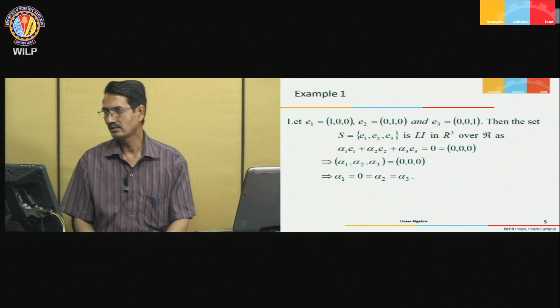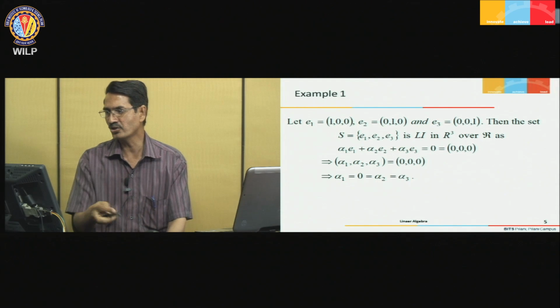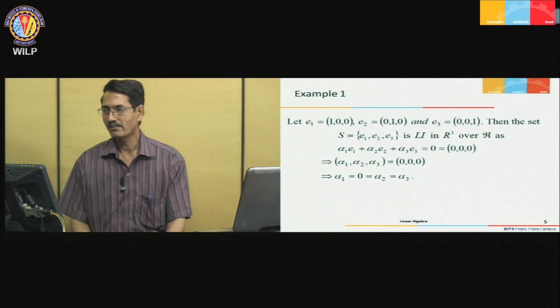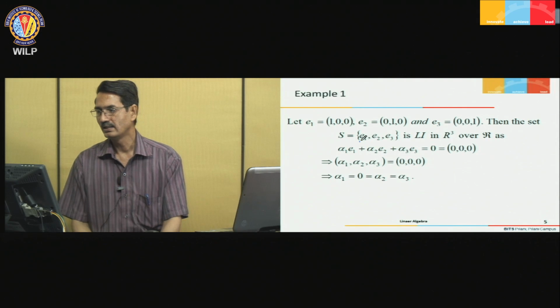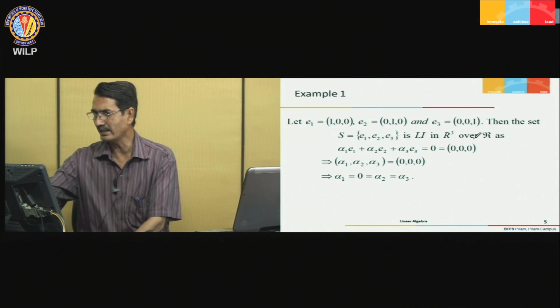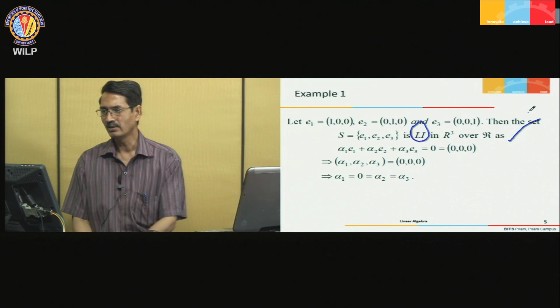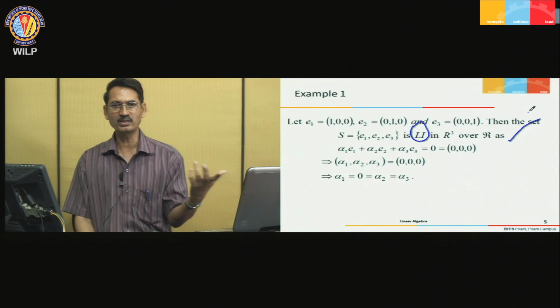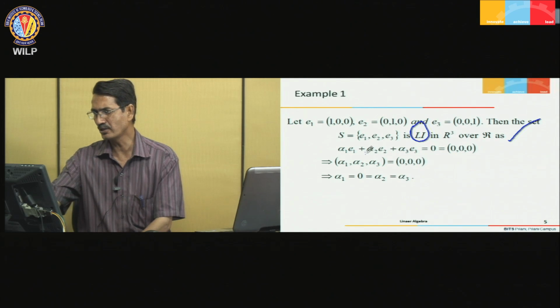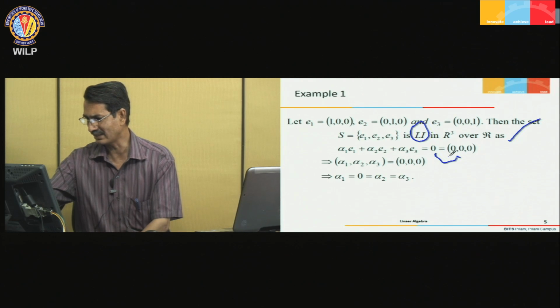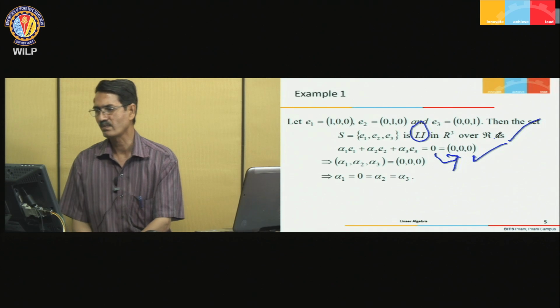I am taking here first element E1 is 1 0 0, E2 is 0 1 0, E3 is 0 0 1. The set S consists of these three vectors E1, E2, E3. And I am saying that this is linearly independent in R3. Why is it linearly independent in R3? Make a linear combination first of all and make it equal to 0. So alpha 1 into E1 plus alpha 2 into E2 plus alpha 3 into E3 is equal to 0, and this 0 is the zero vector of R3, which is 0 0 0.